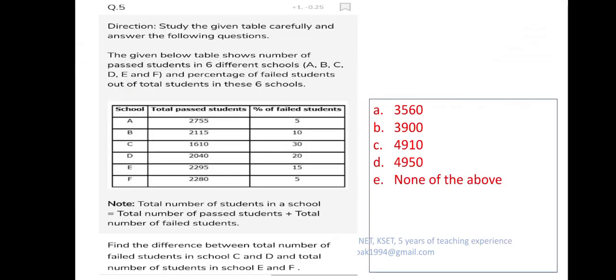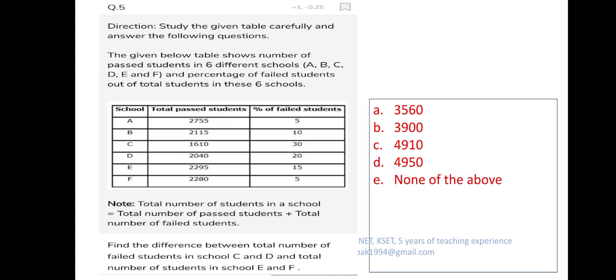Let me directly go for the question. So here is a question given. The school is given, total passed students is given, and percentage of the failed students is also given. So with this data, what can we calculate? The total number of the students we can calculate, and the total number of the failed students also we can calculate. Correct? So for example, 2755 is the total number of the passed students, and the percentage of the failed students is 5%. That means this 2755 is nothing but 95%. By using this, we can calculate the 5%, meaning the failed students, as well as the total number of the students. Is it? So let's go for the first question.